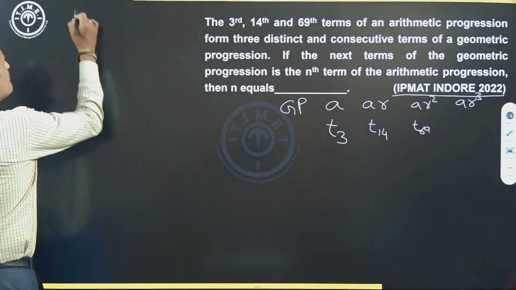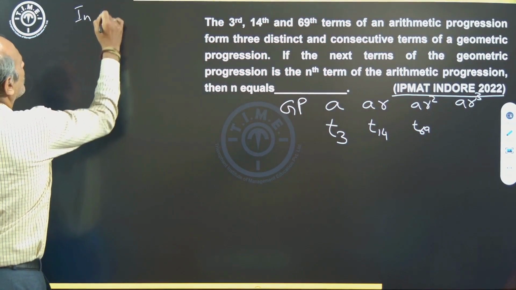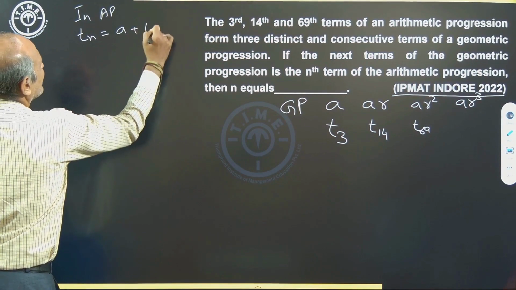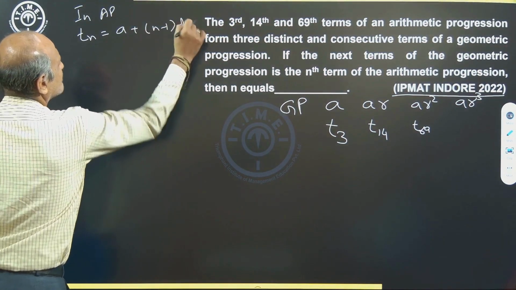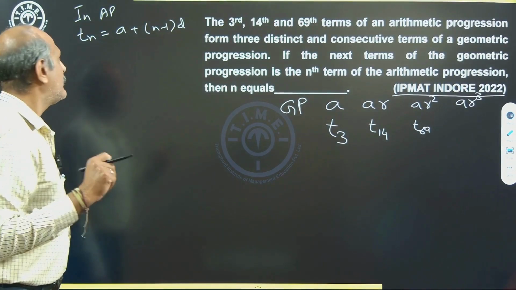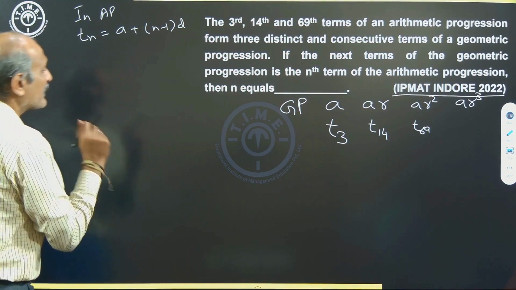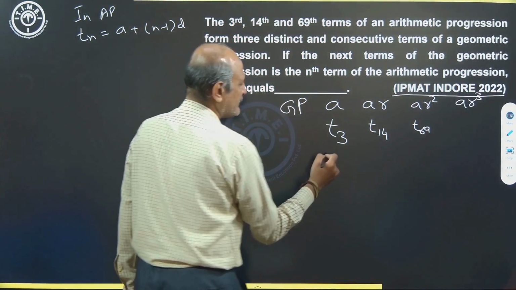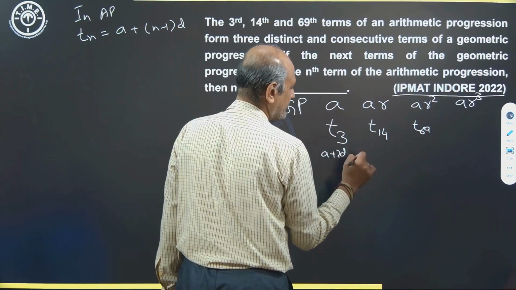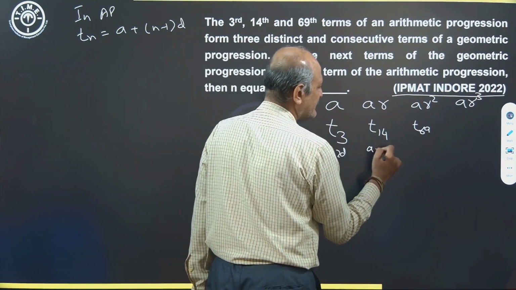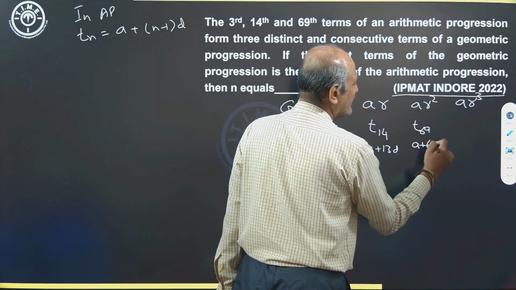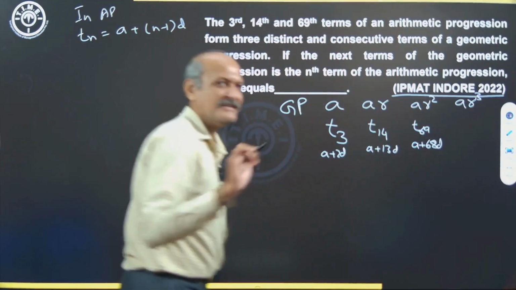In an arithmetic progression, what do we know? We know that Tn is equal to A plus (n minus 1) into D. That's the general formula to find the nth term in an arithmetic progression. So what is T3? T3 is equal to A plus 2D. What about T14? It is A plus 13D. Next, T69 is A plus 68 into D.